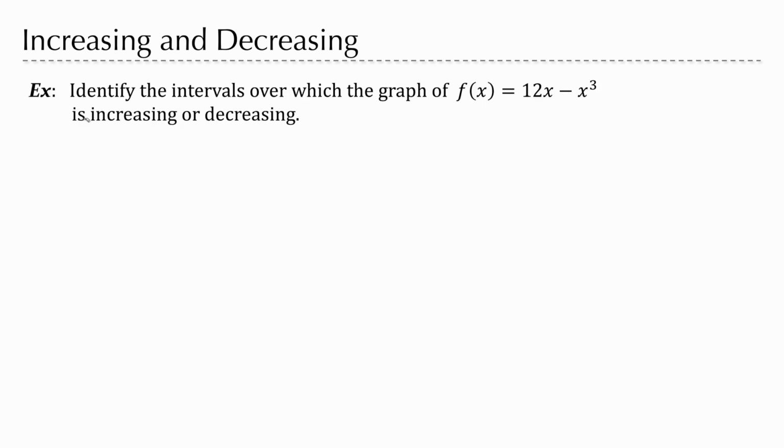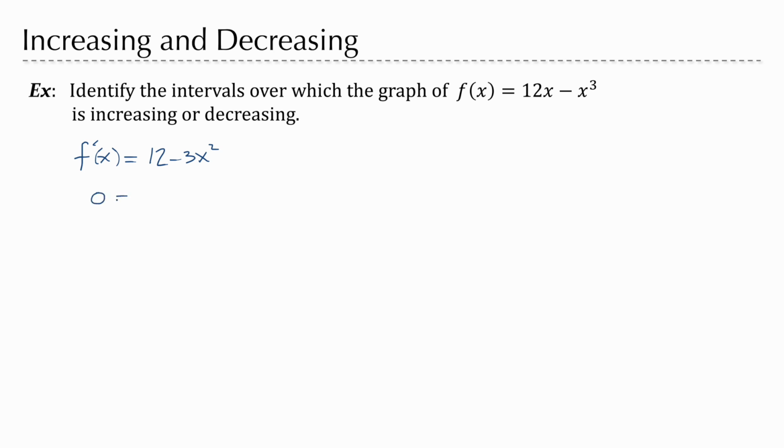Okay, so let's try an example. Here we're going to identify the intervals over which the graph f of x here is increasing or decreasing. So step number one, let's find our derivative, because we're going to figure out where those critical numbers are and find out what the signs are. Now by power rule, the derivative is going to be 12 minus 3x squared.